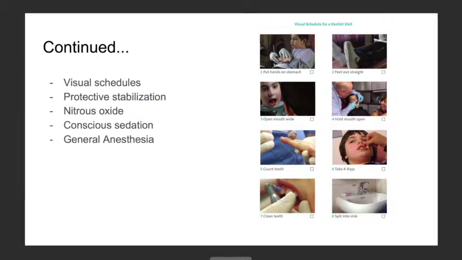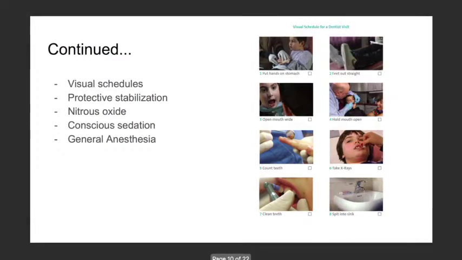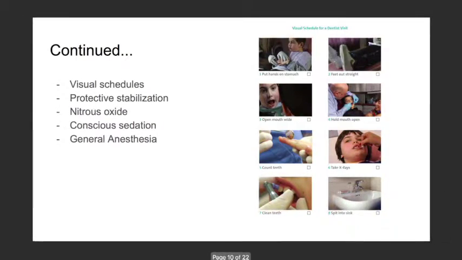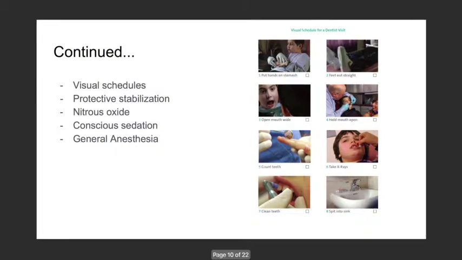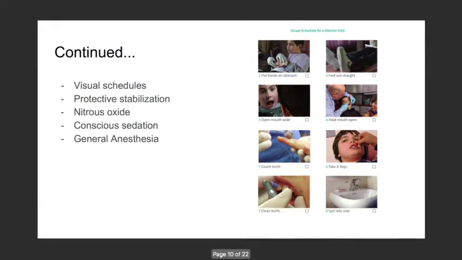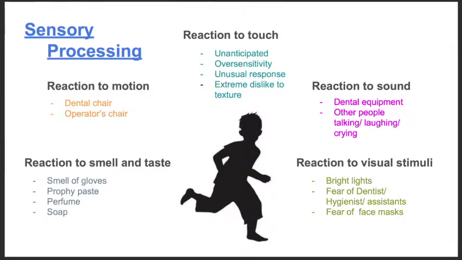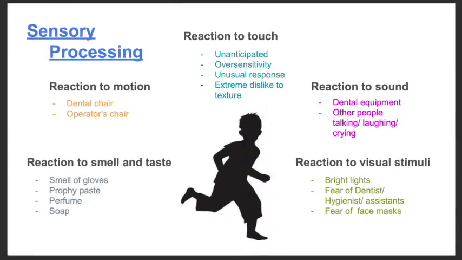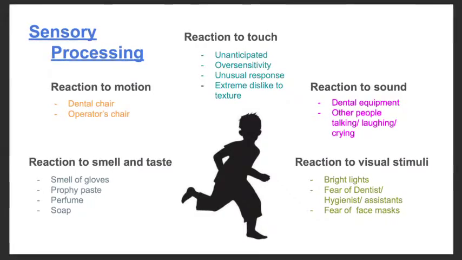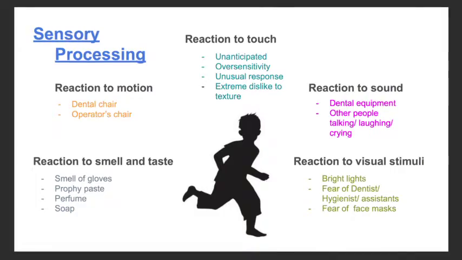Protective stabilization will also be discussed later in the presentation. Nitrous oxide, conscious sedation, and general anesthesia are also possible treatment options. Many children and adults have issues with sensory processing as a symptom of ASD. Many sensory techniques can make the appointment more comfortable. Just remember, every individual with ASD is different and may respond differently to techniques presented.